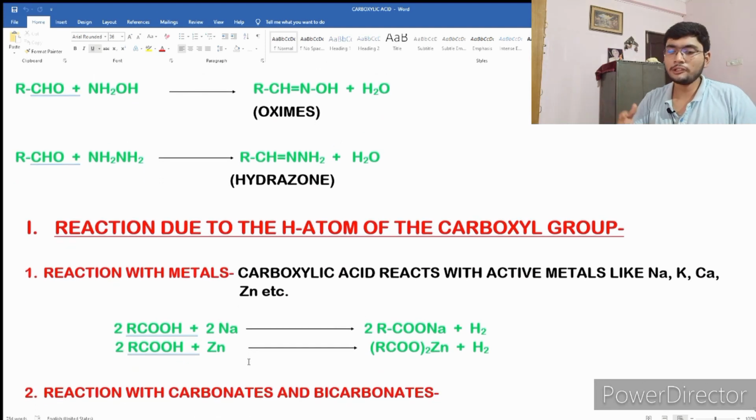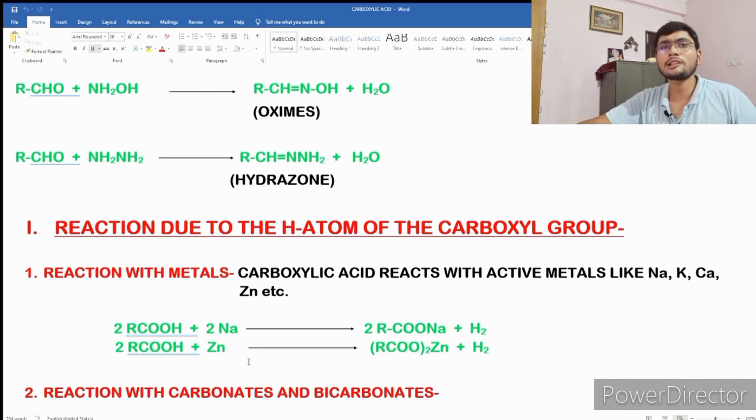Now if we talk about the chemical reactions of the carboxyl group, there are various atoms through which the carboxyl group can react. For example, the carboxyl group has hydrogen, and as it is an acid, it can liberate H+. So there are several reactions due to hydrogen, several reactions due to the hydroxyl group, several reactions due to the carbonyl group, and also some reactions which involve the alkyl group of the carboxylic acid. We will study these reactions one by one.